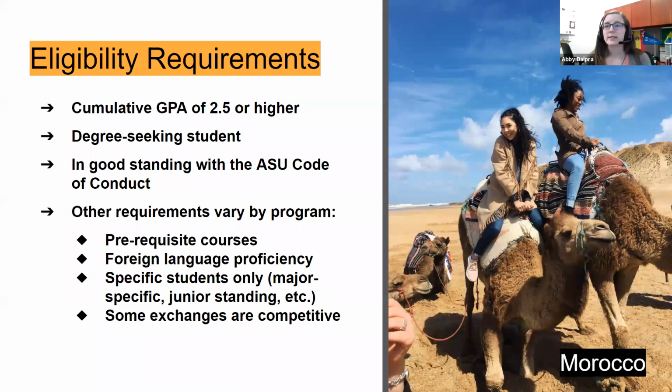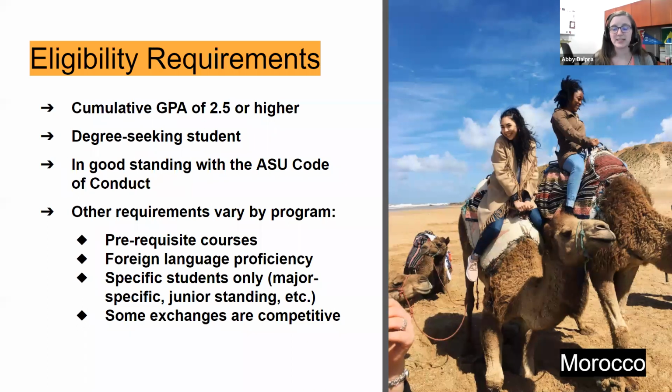And then just note that some exchanges are competitive. As I previously mentioned, we have to negotiate the number of students that we can send and receive each year. Because of that, if we get more applicants than the spots that we negotiated, we may not be able to send all applicants on that specific program. If you have questions about which programs are competitive, you would want to reach out to the specific international coordinator. We try to indicate that information on the program brochure page as well.